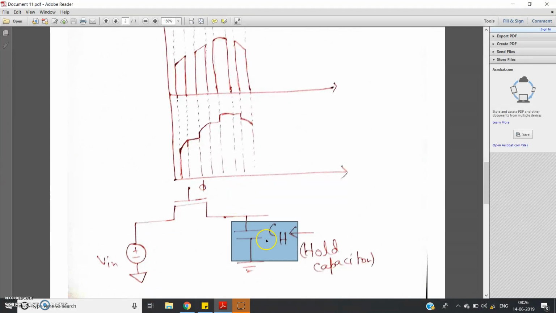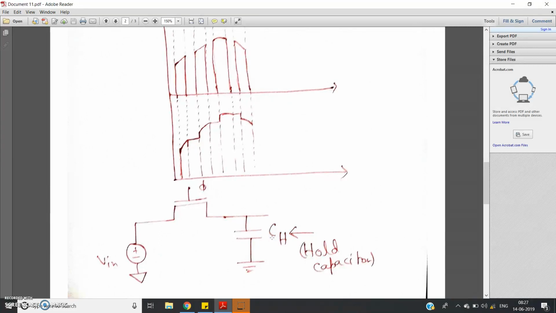So the capacitor will hold that particular voltage where it reached just when the clock or the control voltage goes from VDD to 0. That is, it will hold the last voltage where the output reached. So this is called the holding capacitor or hold capacitor, denoted by CH. I hope it is clear to you.